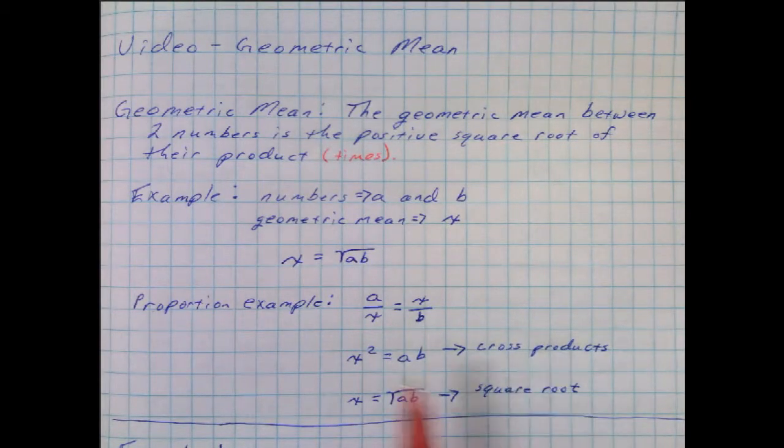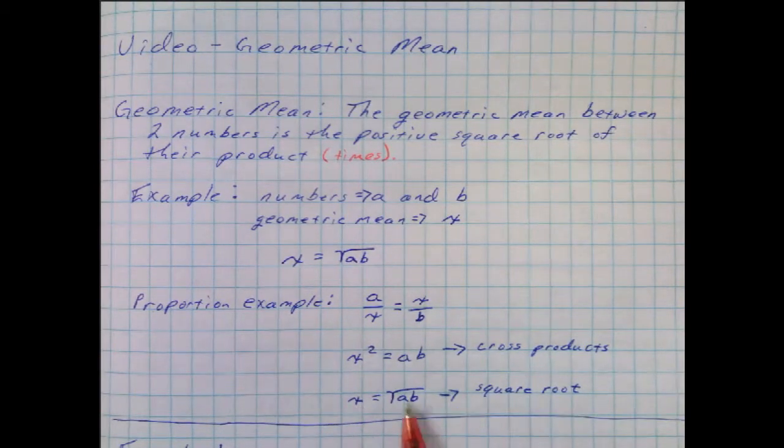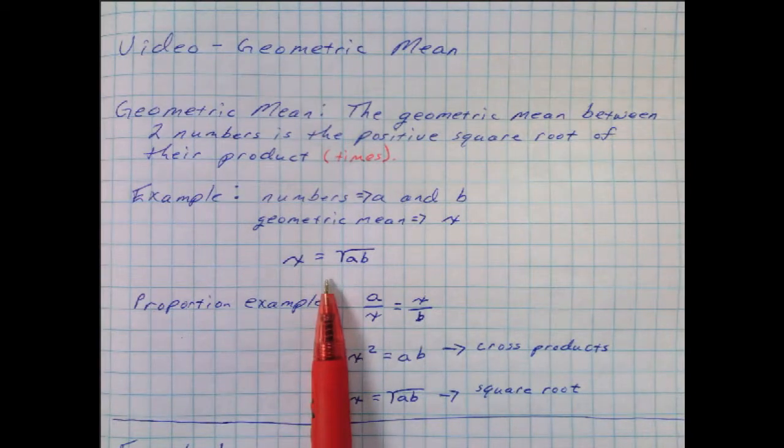And then to solve from there for x, we're going to take the square root since it's squared, so the square root of x squared is x, and the square root on the right hand side we have square root of A times B, which is exactly what we had up here.